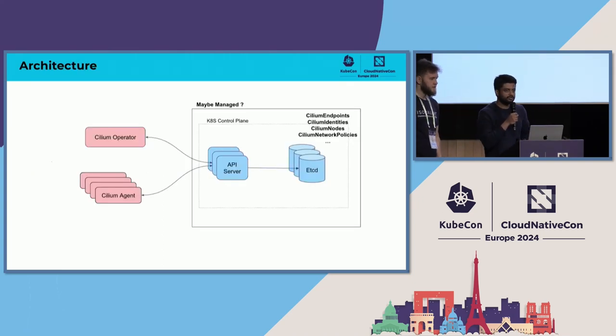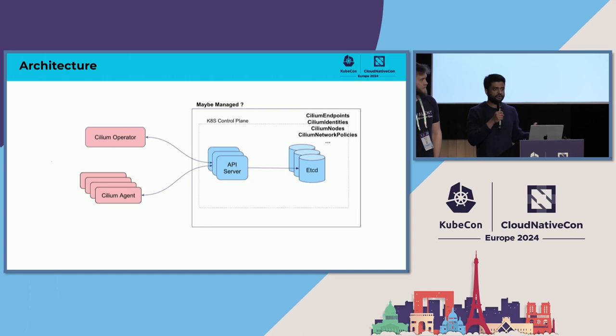So let's zoom out a little bit and understand what the architecture looks like right now. You have your Kubernetes control plane, and Cilium primarily has two components. There's a Cilium operator, which runs as a deployment in your cluster, and there's Cilium agent, which runs as a daemon set on every single node in your cluster. And there are other components like cluster mesh API server, depending on if you're using cluster mesh or not, but we'll not talk about that in this session.